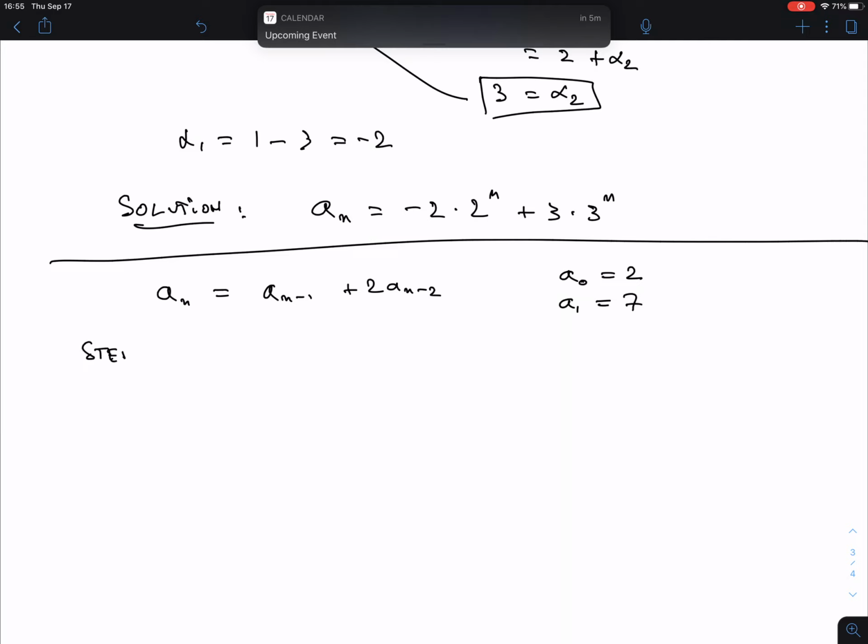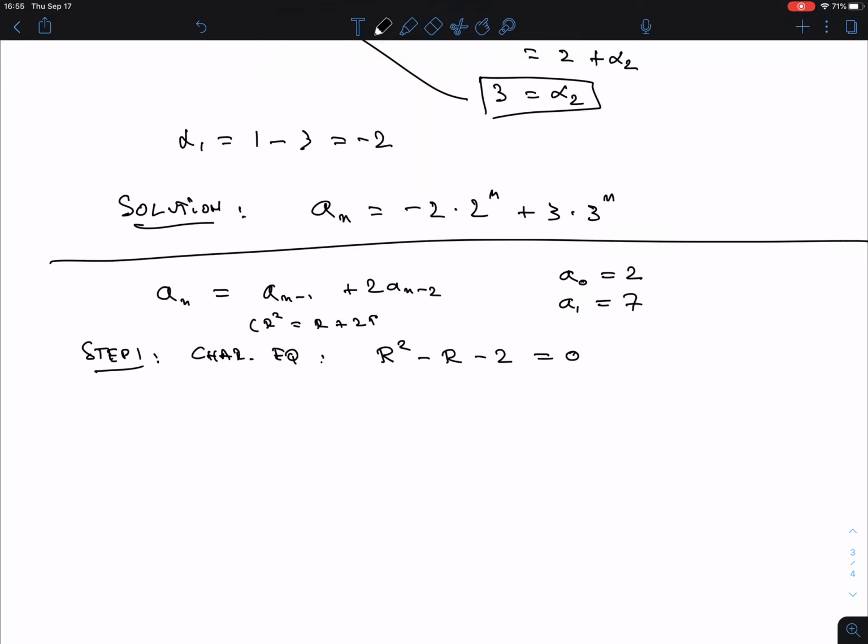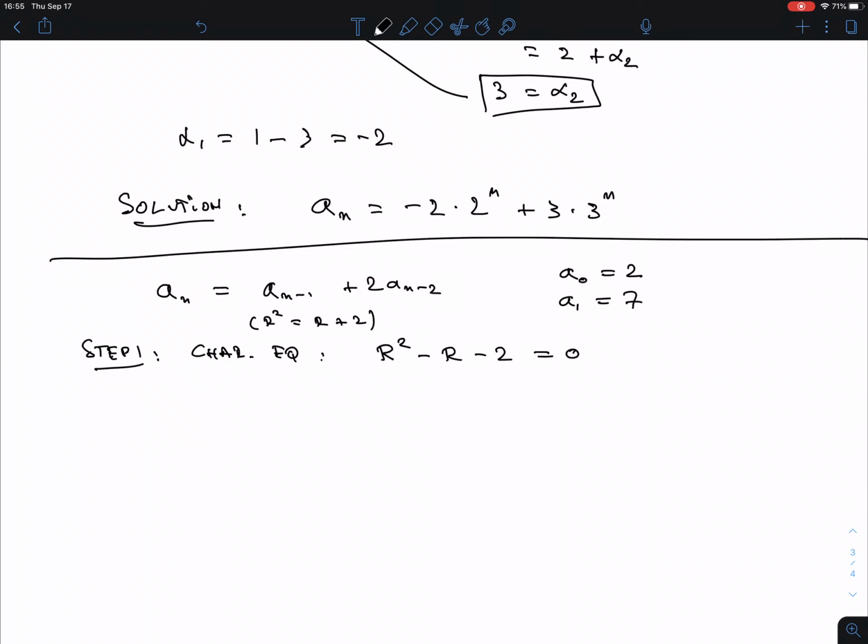Step 1, the characteristic equation. From now on, it's all calculating these things, right? So what is the characteristic equation? I'm going to write it down and let you think about it. You can write it first as r squared equals r plus 2, so r squared minus r minus 2 equals 0. Just make sure that you understand how I get this characteristic equation, because they're so important. Okay, so that's my characteristic equation.